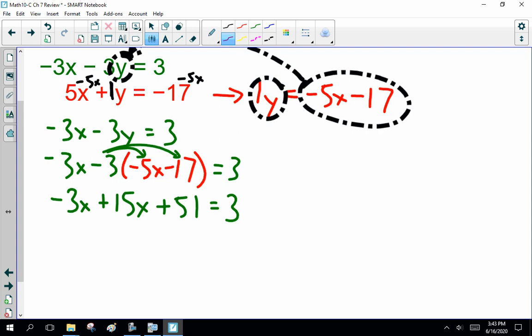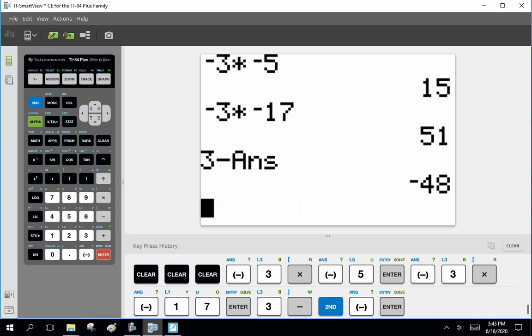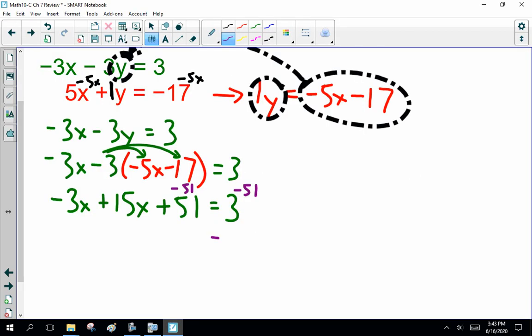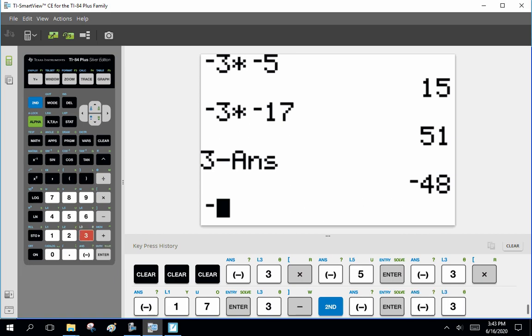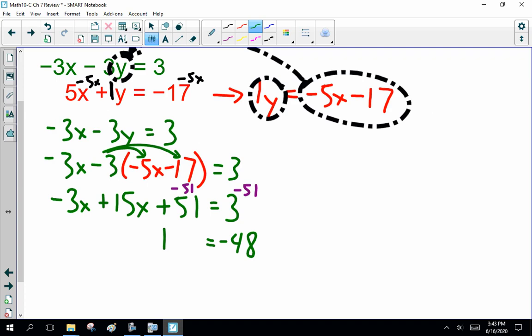So how do we get rid of plus 51? Subtract 51 from both sides. Now, what is 3 minus my answer, 51? Notice I don't have to type it out again. Minus 48. Now, minus 3x plus 15. You owe somebody $3, you have $15. I think that's 12. Minus 3 plus 15. It is 12. So that's 12x.